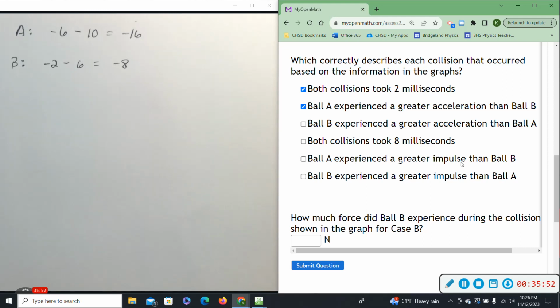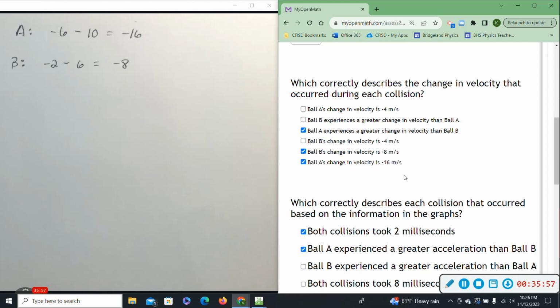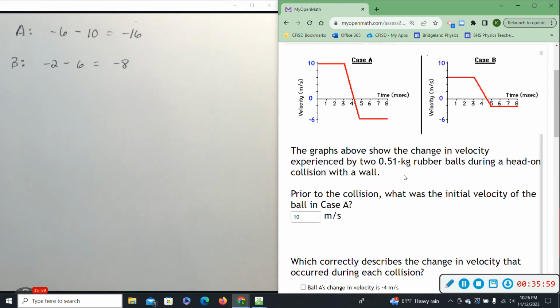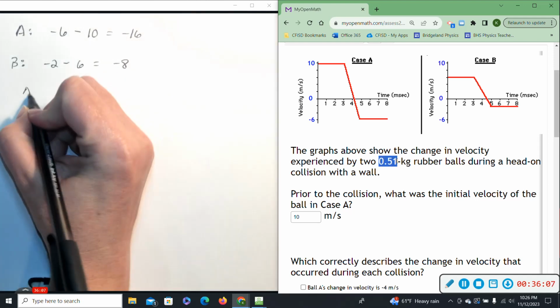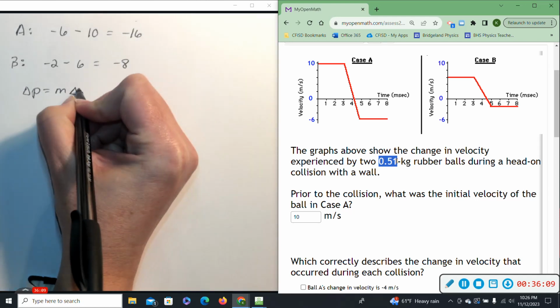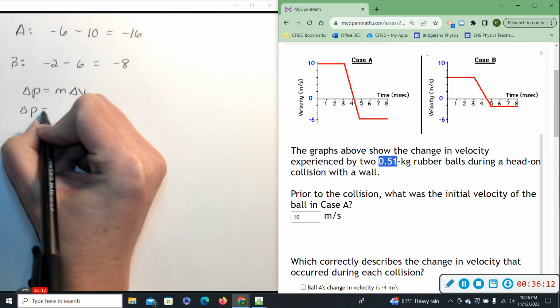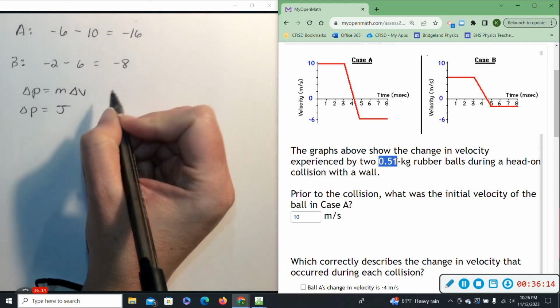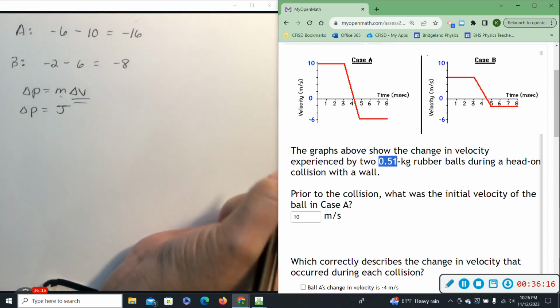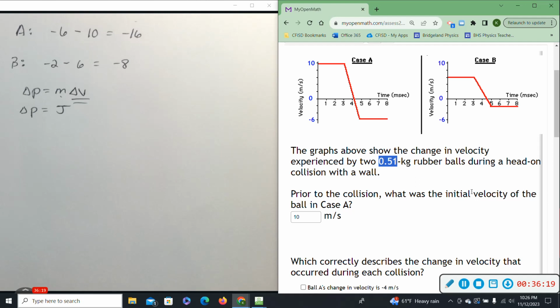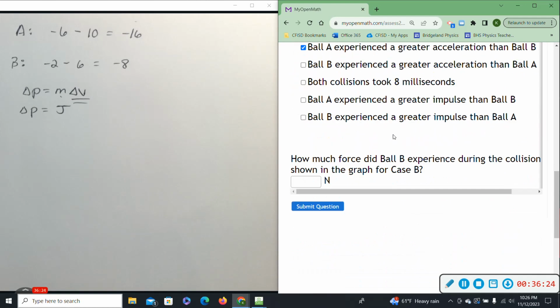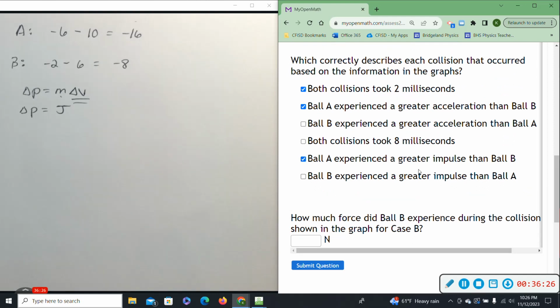Ball A experienced a greater impulse than ball B, or ball B had more impulse than A. Looking at these, the bigger impulse is going to be the one with the bigger change in velocity since they have the same mass. Again, as a reminder, change in momentum is mass times change in velocity. Change in momentum is also equal to impulse. So if you have the same mass, the one with a larger change in velocity is going to have a larger change in momentum and thus a larger impulse, and that larger change is case A. Okay, so ball A had a greater impulse.